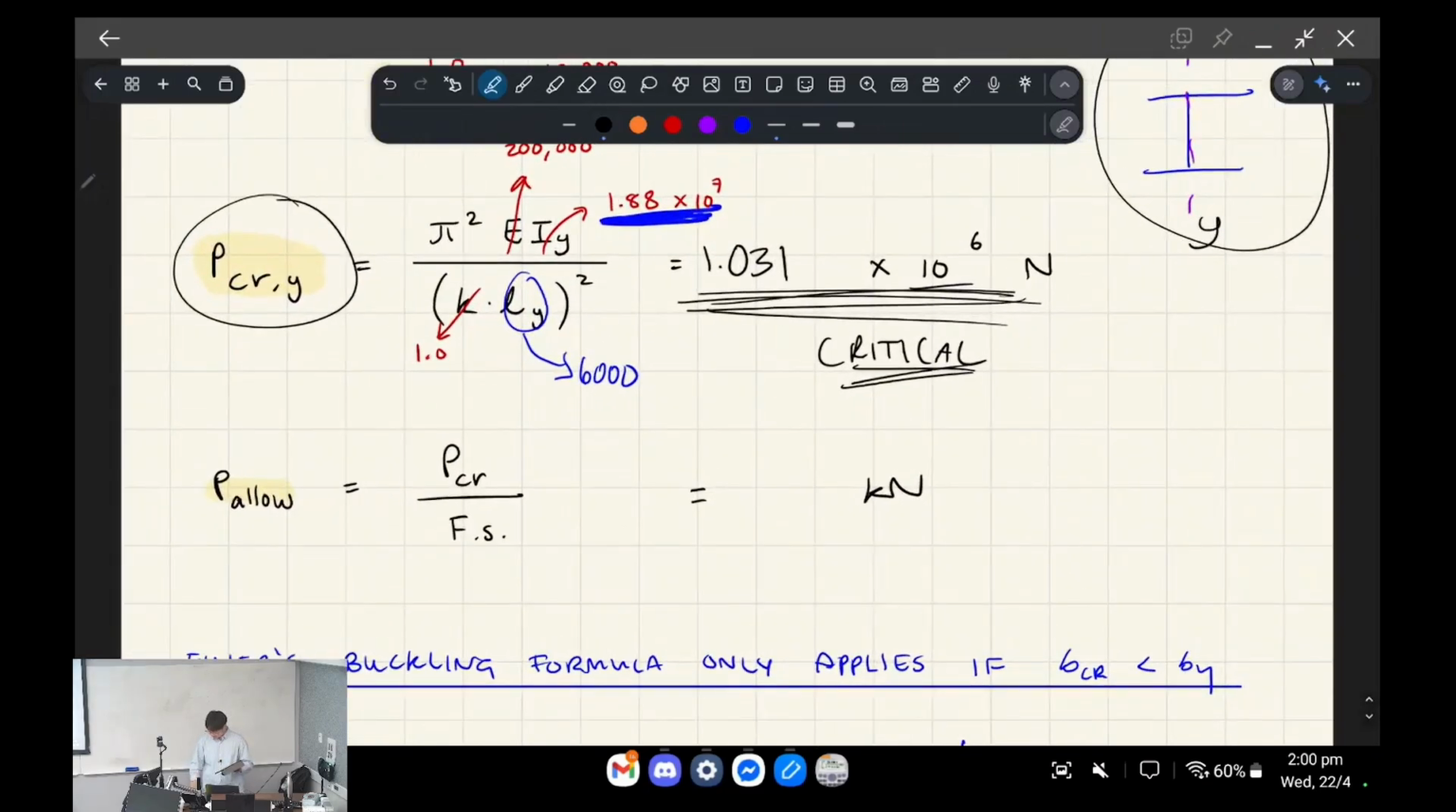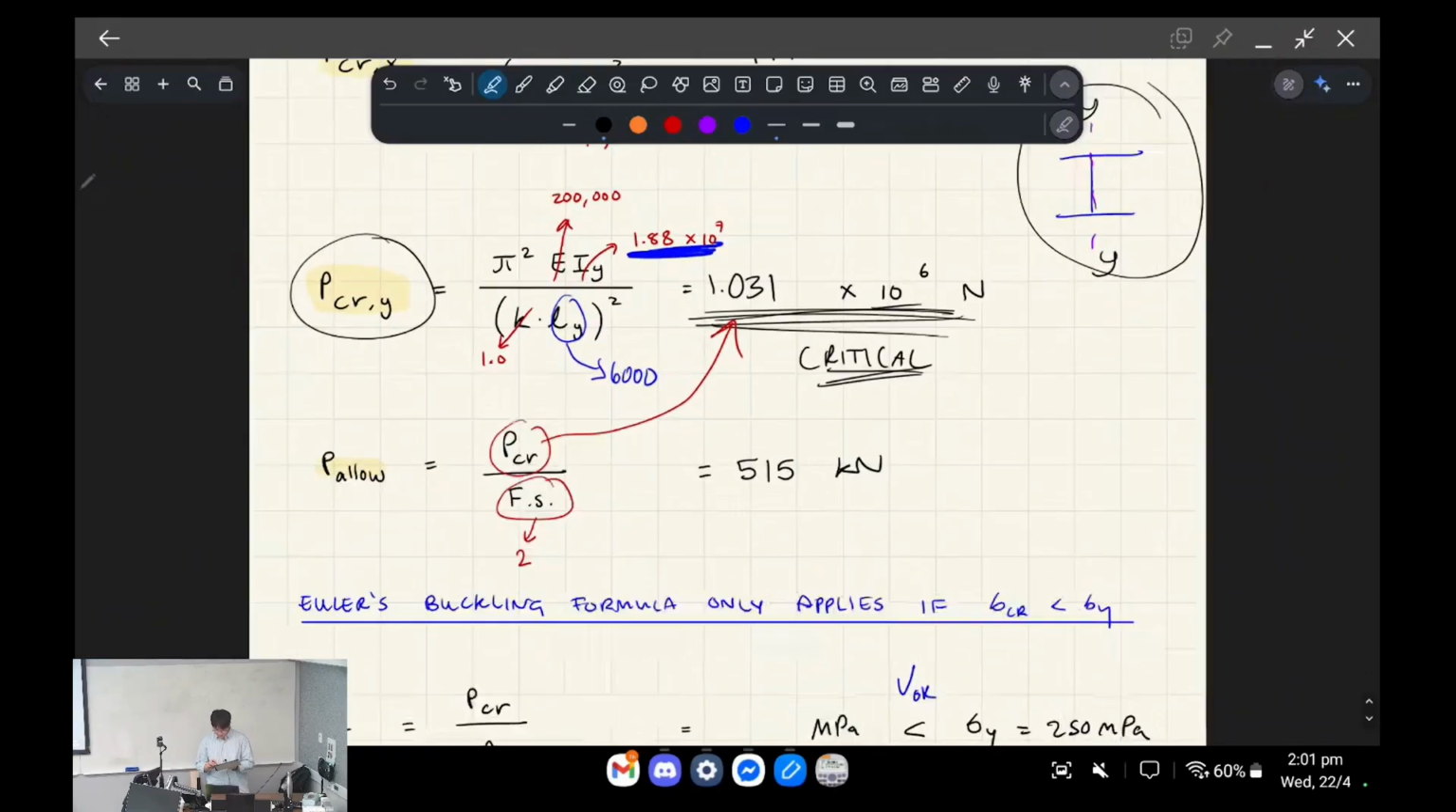All right, and then last thing is we have to account for a factor of safety. So we get this number, and then we divide it by 2. So this is the allowable force. So we're going to take it as if only half the amount of force is allowed on it, right? Before it reaches buckling, okay? That gives us 515 kilonewtons, okay?